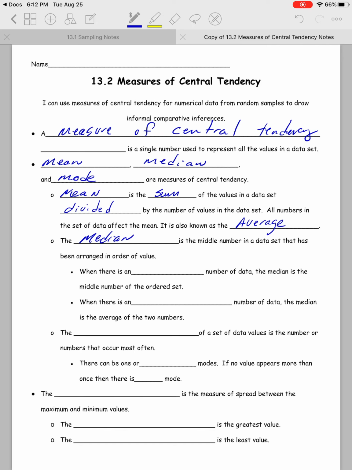The median is the middle number in the data set when it has been arranged in order of value. That means you would arrange it as 1, 2, 3, 4. Notice how they're in a row. That middle number, the median, is the one that's in the middle. If you had an even number, this would be your middle. So you would do 3 plus 4 equals 7, and then divide 7 by 2, which gives you 3.5. That would be your median.